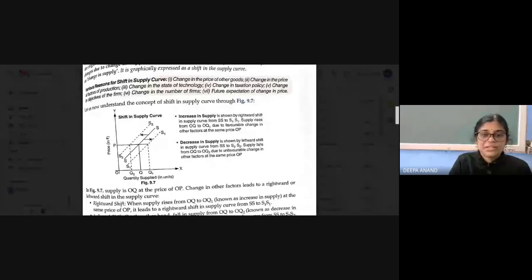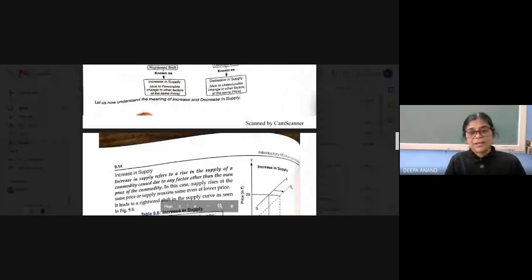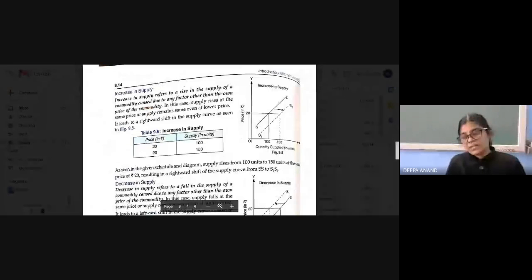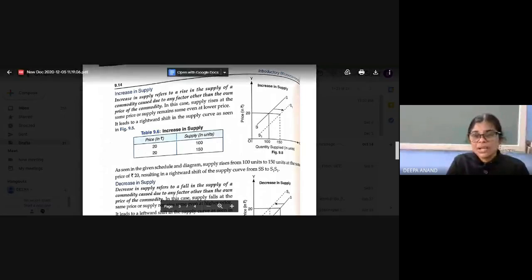Original SS line banana, then S1 bana lena. And price देना 20. देखो, price remaining unchanged. So that is the thing you have to understand here. See the example. Here the price is 20 itself, but supply has increased. That shows the supply has increased due to some other factors.